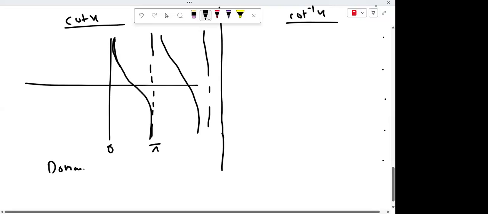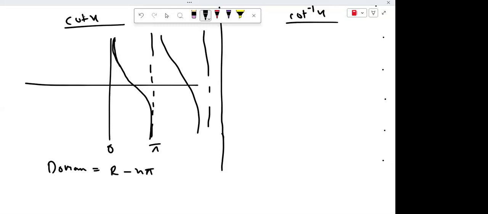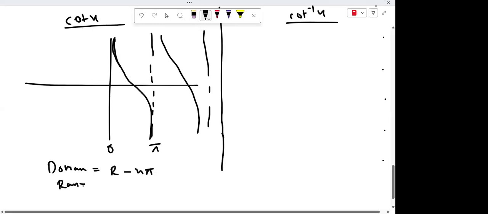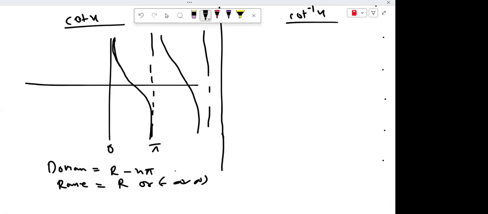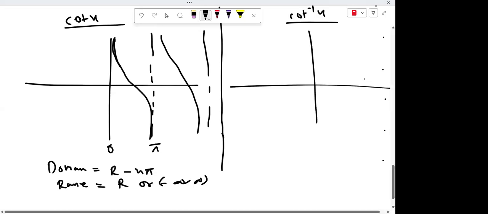So here the domain becomes R minus n pi. That means if you put 2 pi, 3 pi, 4 pi, any n pi in cot x, it becomes infinite, so we remove it from the domain. The range again is R, which is minus infinite to infinite. And for cot inverse, we are restricting from 0 to pi. So at 0, it is infinite, which means at infinite, it should be 0. And at pi, it is minus infinite, so at minus infinite it should become pi.